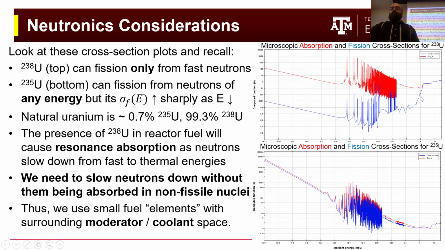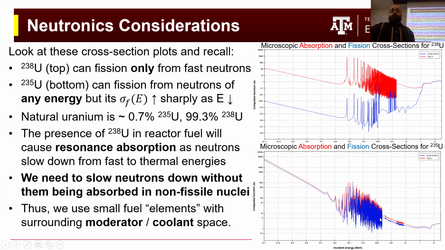But as we get to higher and higher energies, once you're above 1 MeV, the fission cross section and the absorption cross section are right on top of each other. That means that basically every absorption will result in a fission if you're at a high energy for U-238.